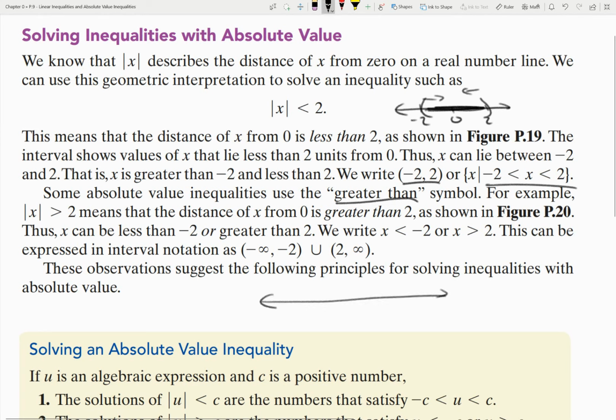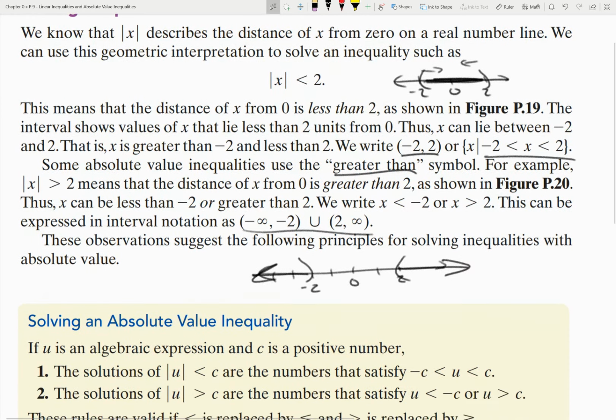When I draw this one, 0, 1, 2, and -2, that means the distance has to be bigger than 2, greater than 2. Well, that means it's going to go this way and also this way. So that gives us 2 sets of answers as well. And we can write that as x is less than -2 or greater than +2. And you could write it in interval notation with the union of the two.